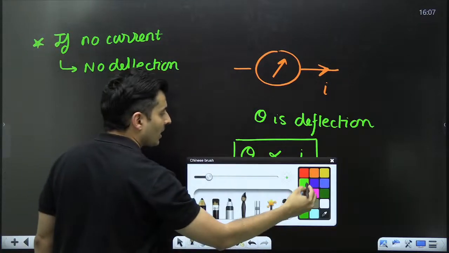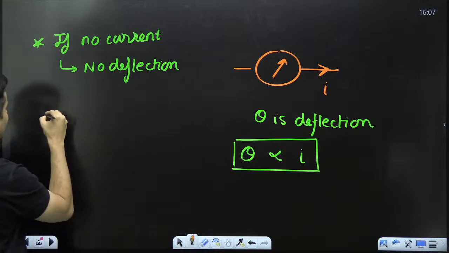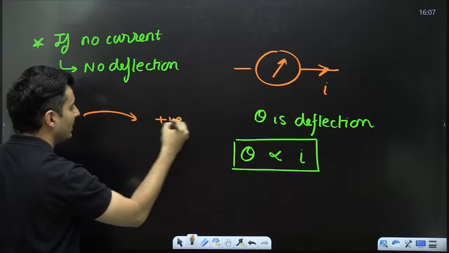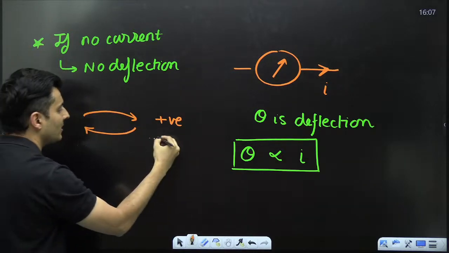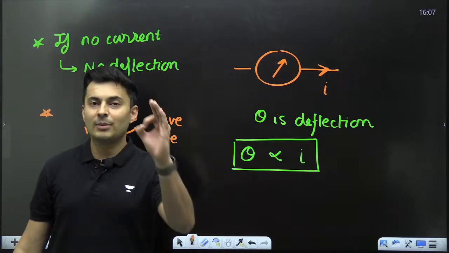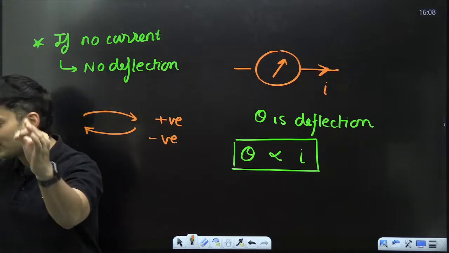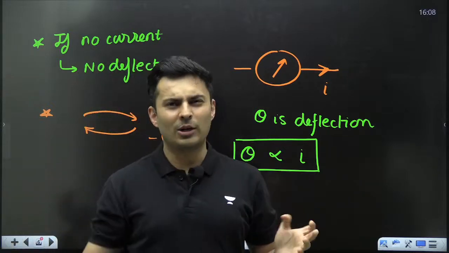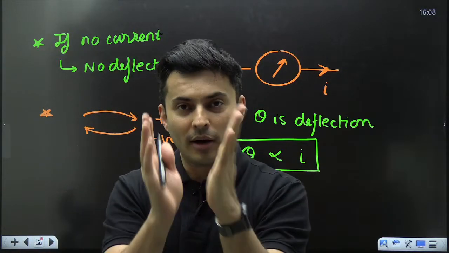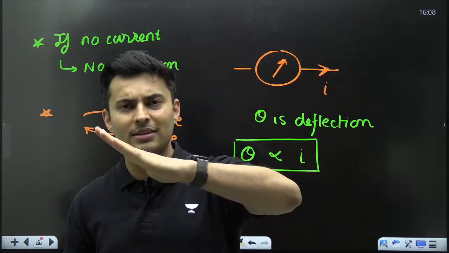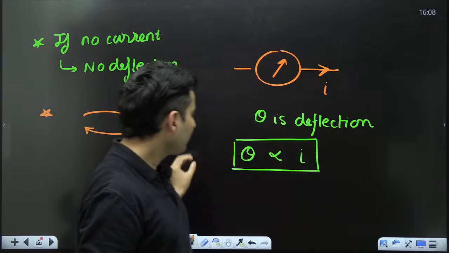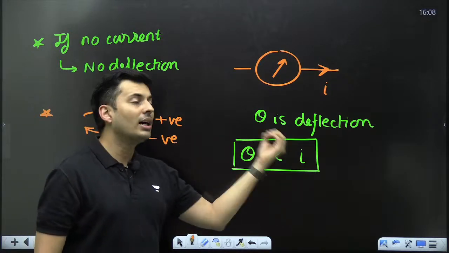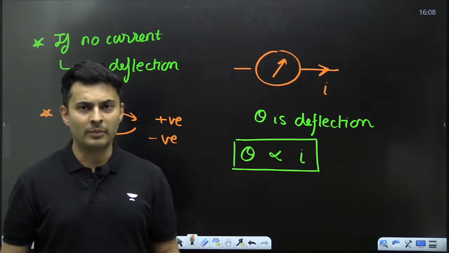If the current goes in one particular direction, then the deflection is positive. If the current goes in the other direction, then the deflection is negative. That positive and negative just shows the direction, whether it is going this way or that way. But otherwise, the magnitude of the deflection, whether it is 30 degrees or minus 30 degrees, is directly proportional to the magnitude of the current passing through the galvanometer.